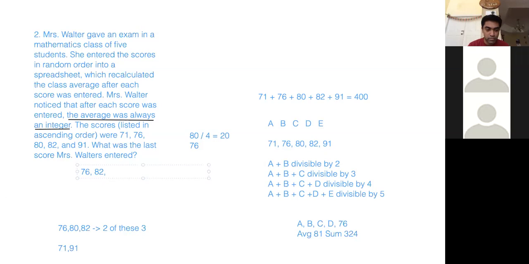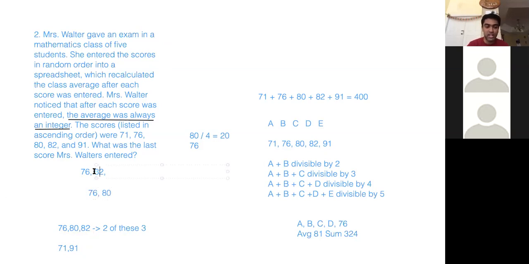Yeah, so actually, one more thing we can eliminate. So right away, we can eliminate 71, 91. It won't work. We can actually also eliminate 80, 82, right? Again, its sum would be 162, which would be a multiple of 3. So that wouldn't work itself. So what are we left with? Either the first two numbers have to be 76, 82, or it has to be 76, 80. So let's try either one of these.